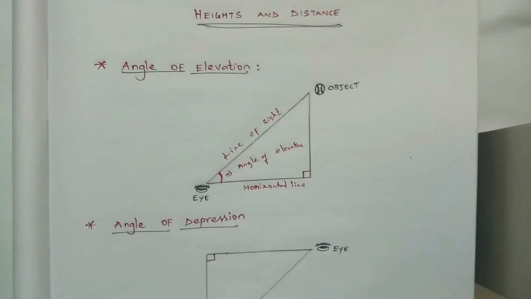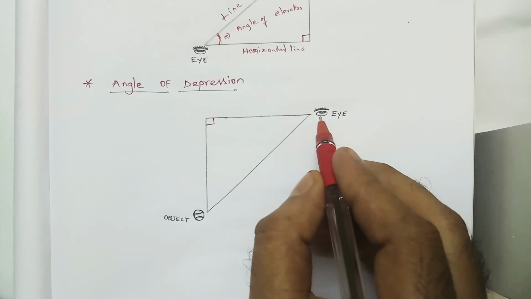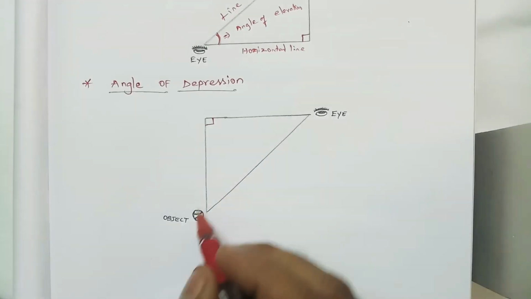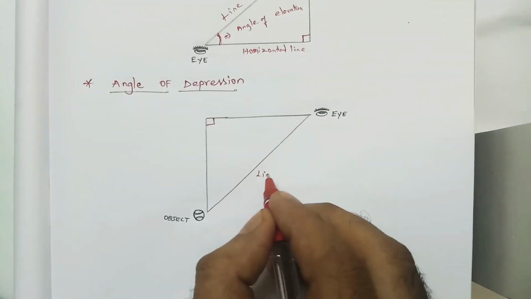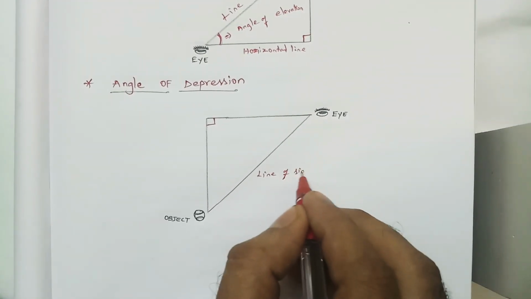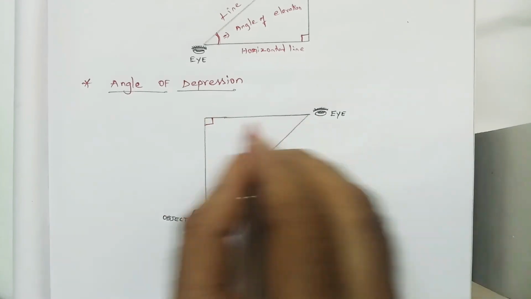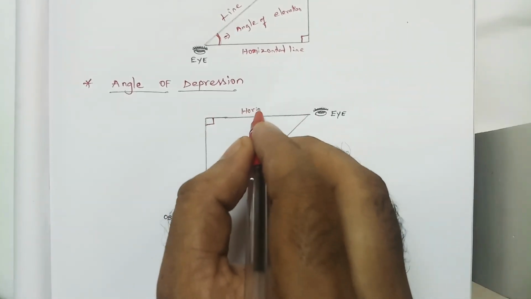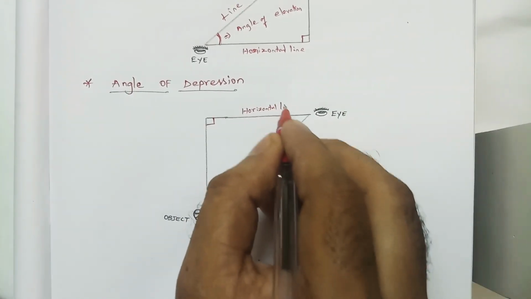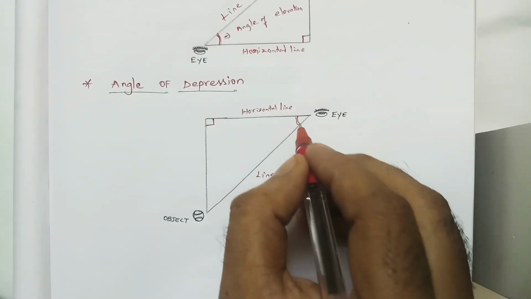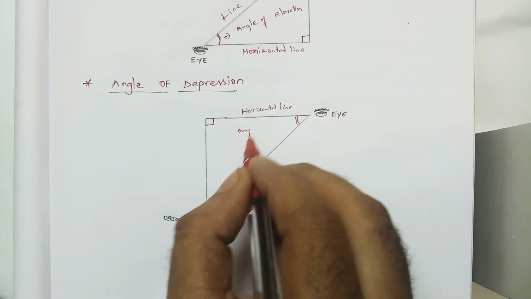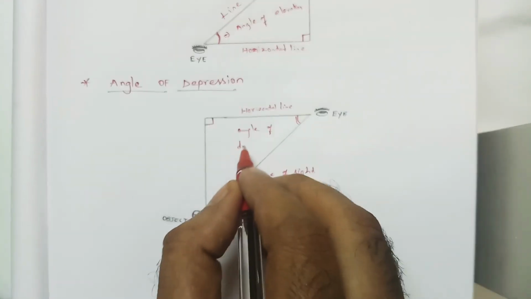And next one is angle of depression. The same thing. Now you are at the top and you are observing some object down below. So this line is the line of sight. From the eye, we draw the horizontal line. Now between the line of sight and the horizontal line, we get one angle. That angle is the angle of depression.